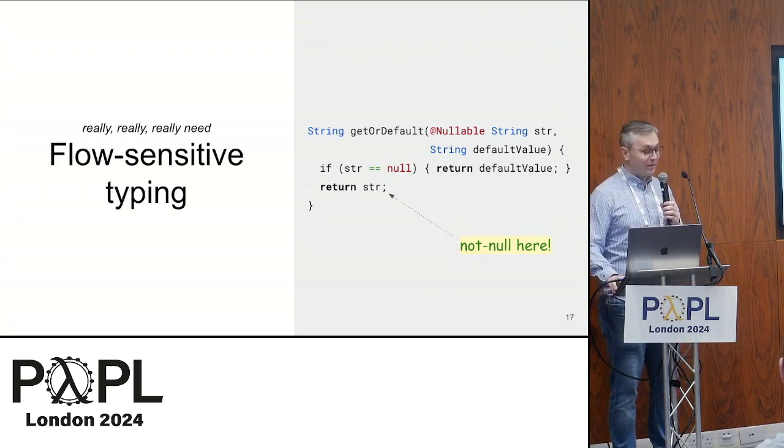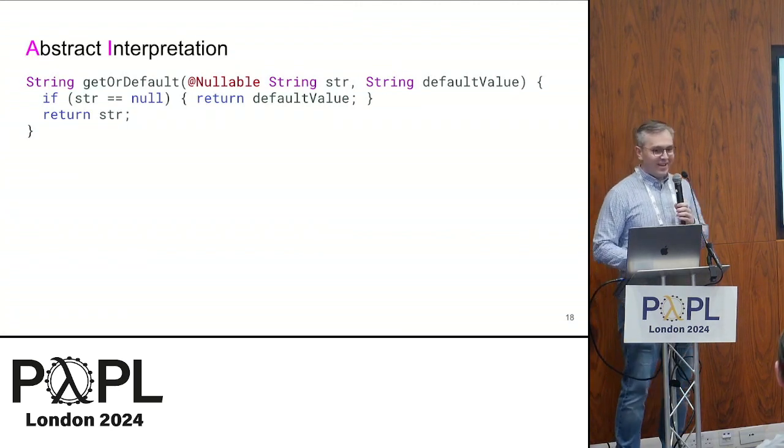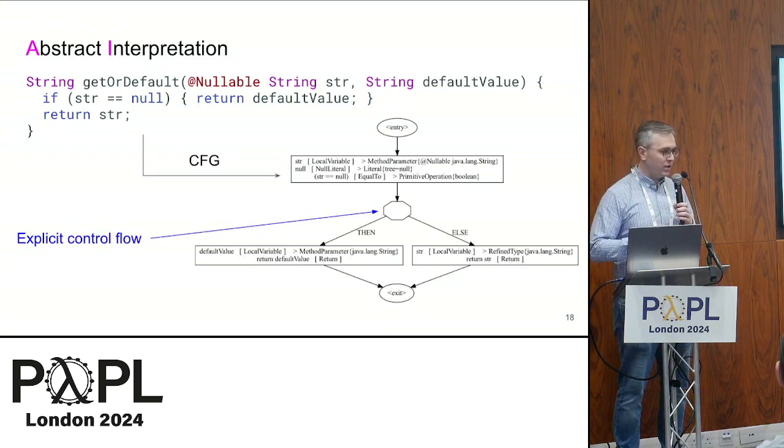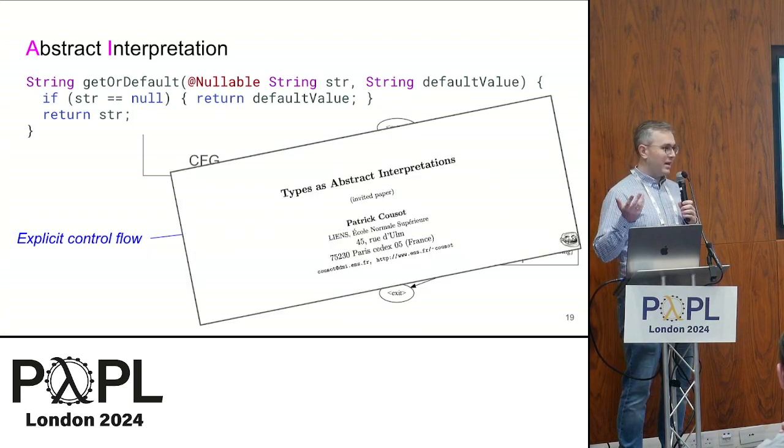Of course, here I'm referring to the proper kind of AI. The idea was that we take the code, we turn it into a CFG where the control flow is explicit, we run our AI analysis on top of it, and this gives us flow sensitivity sort of for free. And also, as Cousot showed in '97, types are just abstract interpretations, so this all made total sense.